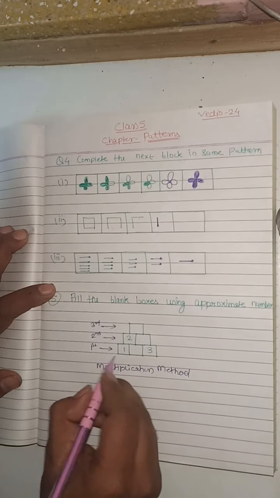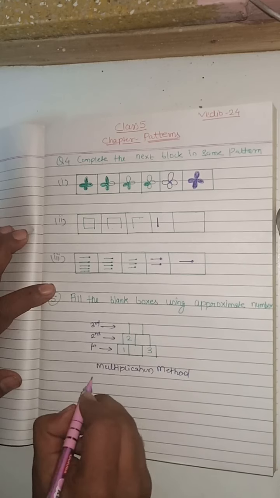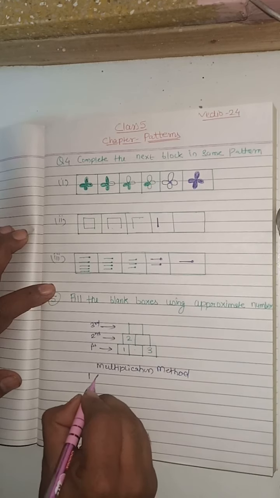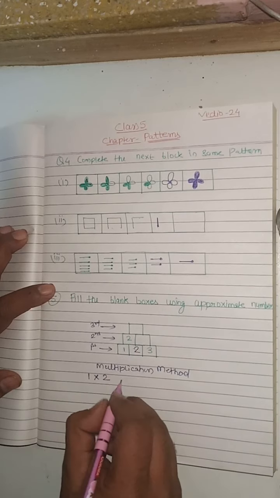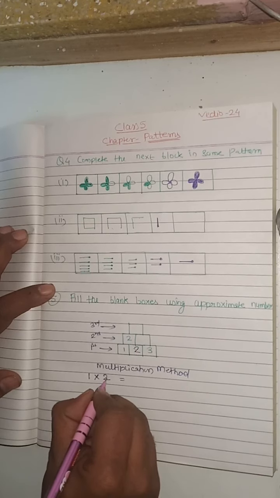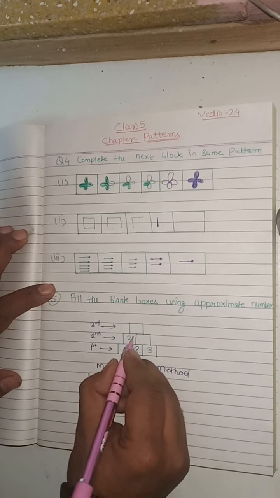Okay, so what will be our first step? I will multiply this 1 with 2. I will put 2 here. If I put 2 here, then on multiplying 1 and 2 I will get 2. So I will get this 2.